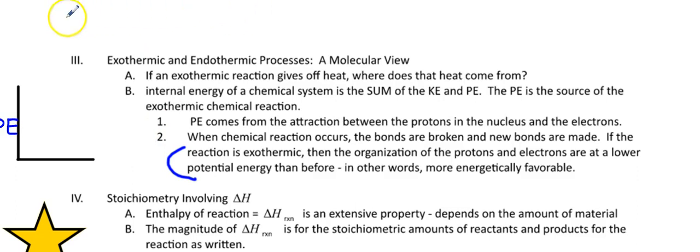So what do you think an endothermic reaction is going to be? Endothermic is the opposite. So how would this read here? If the reaction is endothermic, then the organization of the protons and electrons is at a higher potential energy than before. So again, look at this. We're going to break bonds, and then we're going to gain energy, and then new bonds are formed and energy is released. But look at the difference here. It took more energy to break these bonds. Why? Because of this attraction between your protons and electrons than what you had before.